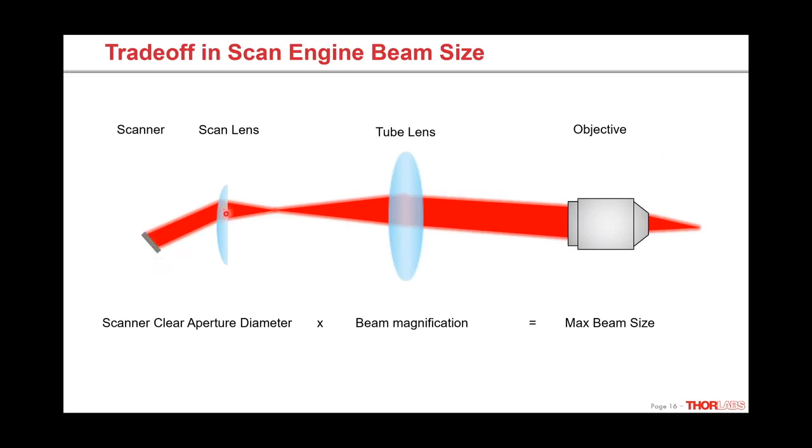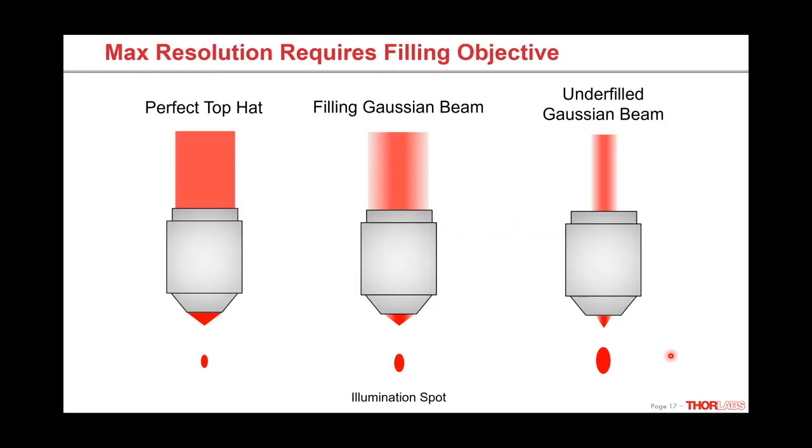This will then be magnified by the scan engine, which is the same ratio of tube lens and scan lens effective focal length that I've showed you before. Therefore, the max beam size that can go into an objective is the scanner clear aperture diameter times the scan engine magnification. This is important because fulfilling the diffraction limited resolution of the numerical aperture of the objective requires a perfect top hat illumination of the back aperture. That is, the back aperture of the objective needs to be fully illuminated with even illumination to achieve maximum resolution.